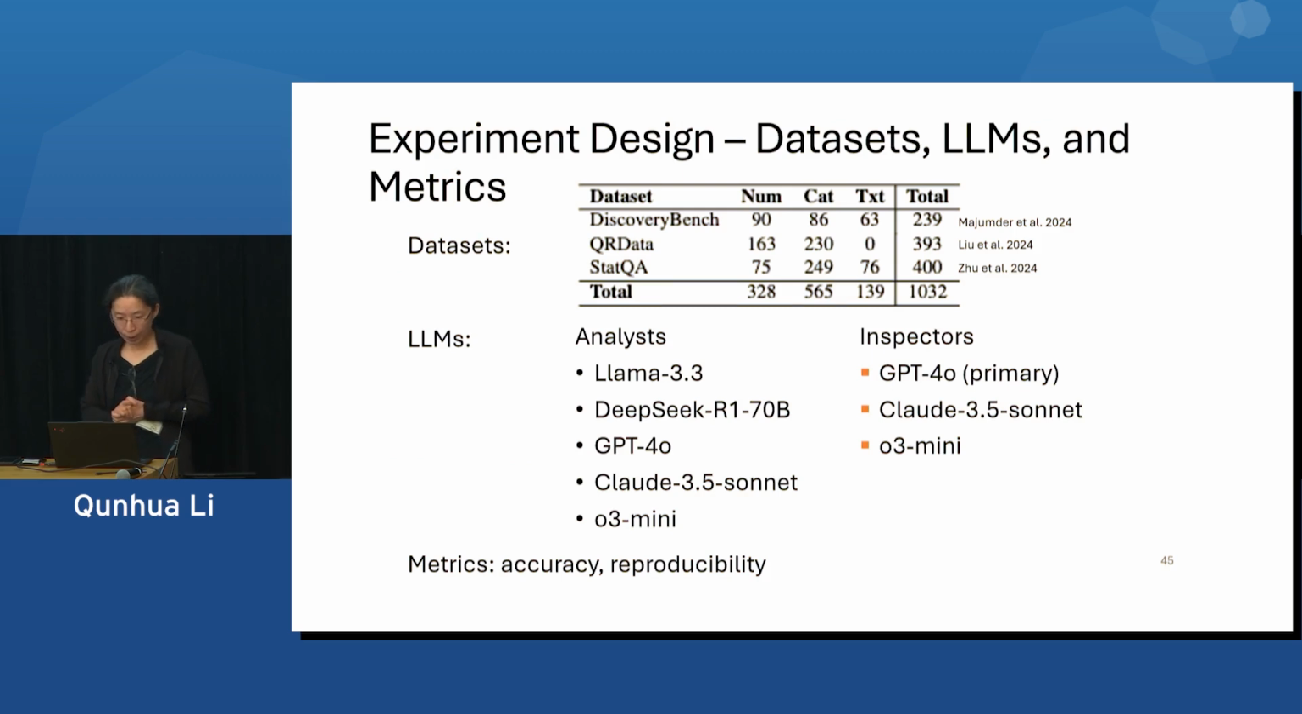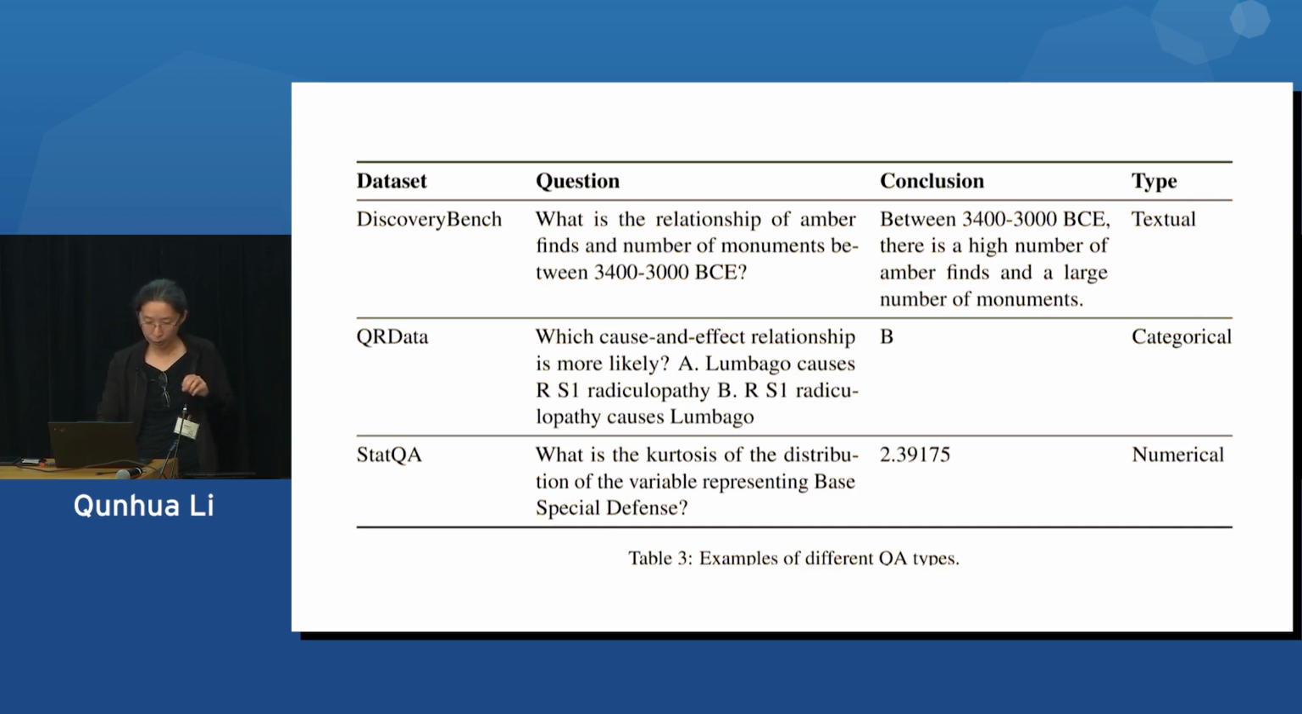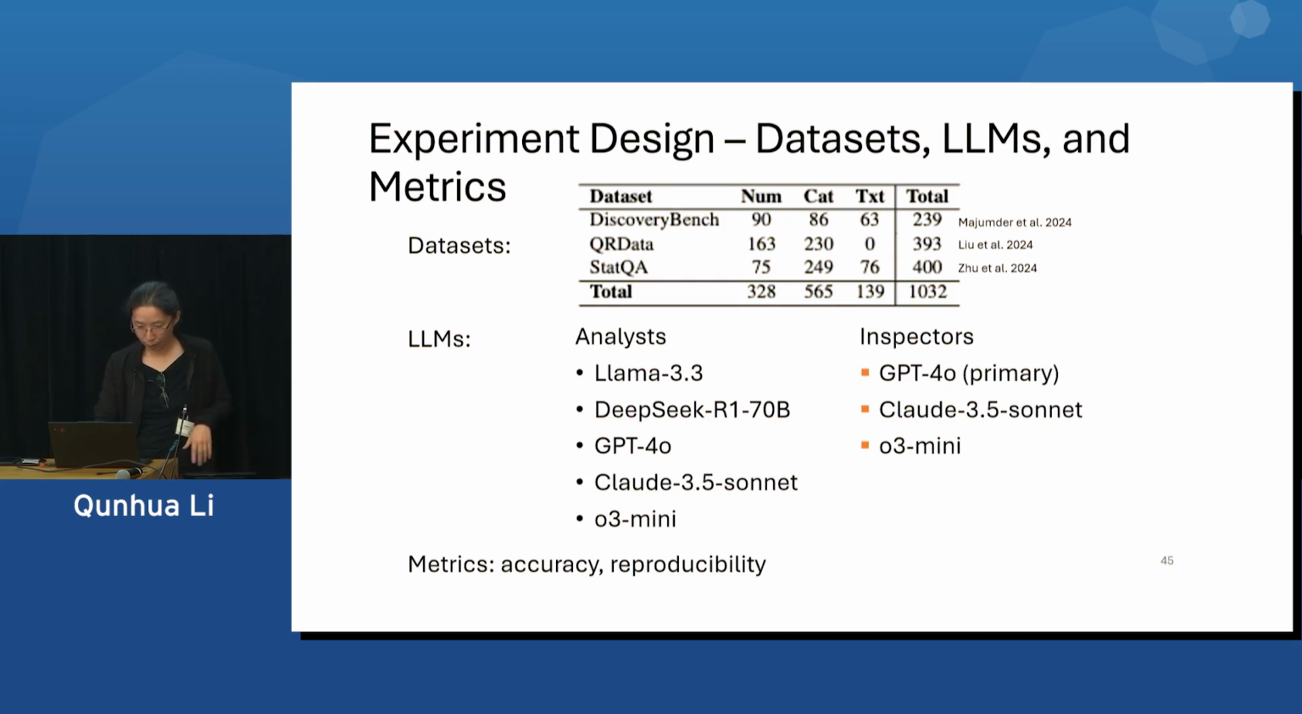Then we evaluate our system using three large benchmark datasets. They all have statistical tasks, and they have different difficulty levels. I have some examples here. StackQA is the simplest. It's direct, asking you to compute some statistic. And DiscoveryBench is the hardest. It gives you a question, and the LLM needs to figure out what kind of statistical method it needs to use. That's the difficulty level. Then we tested five different LLMs. They are not the most expensive models, but they're pretty good. And then we have several different inspectors.